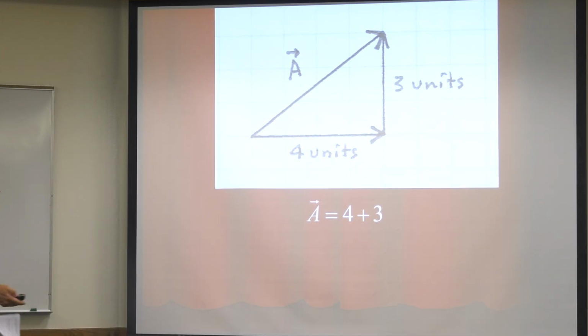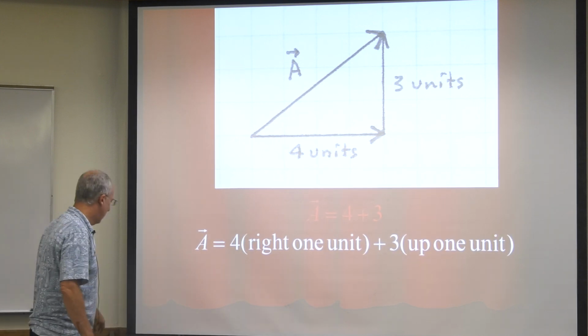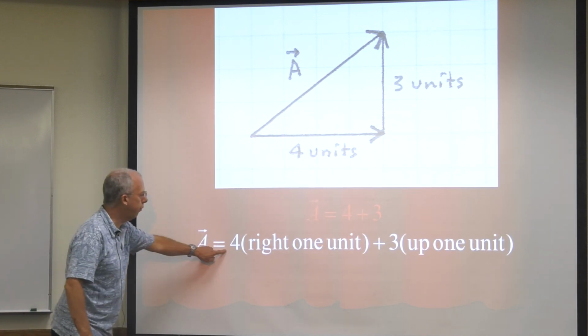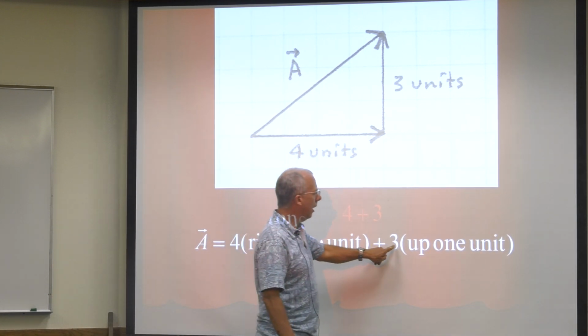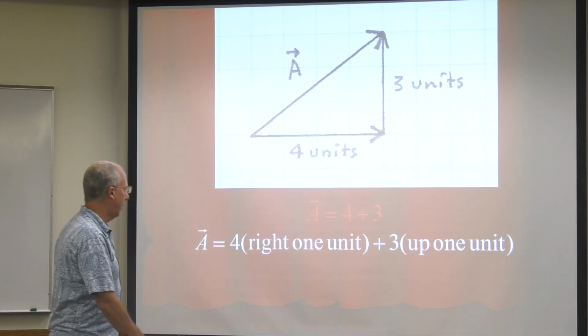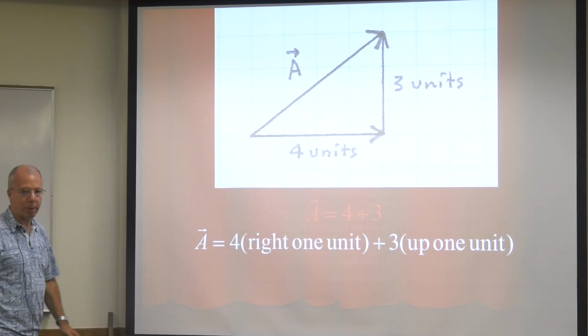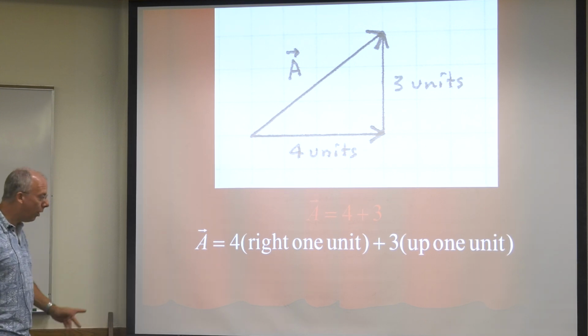Okay, let's put some directions on the right side. All right, how about this? So we have A equals 4, right 1 unit, plus 3, up 1 unit. Is that a correct vector equation? Yeah, it sure is. I mean, it's perfectly fine. Well, I mean, it's correct. It's not fine, but it's correct, you know.